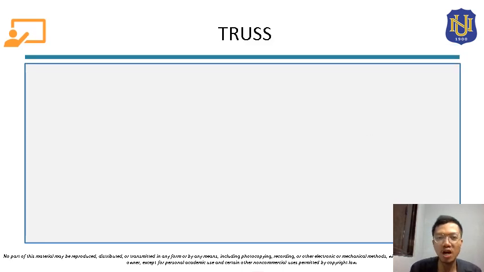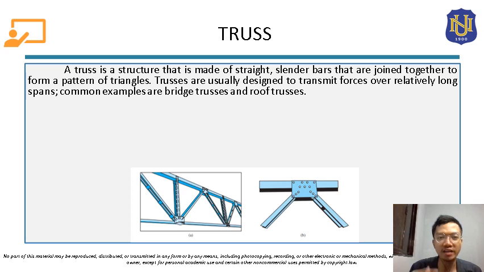So we will talk more about trusses here. A truss is a structure that is made of straight, slender bars that are joined together to form a pattern of triangles. Trusses are usually designed to transmit forces over relatively long spans. Common examples are bridge trusses and roof trusses.